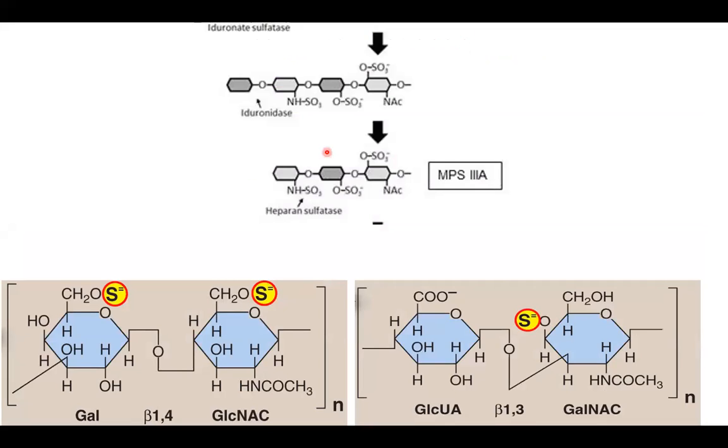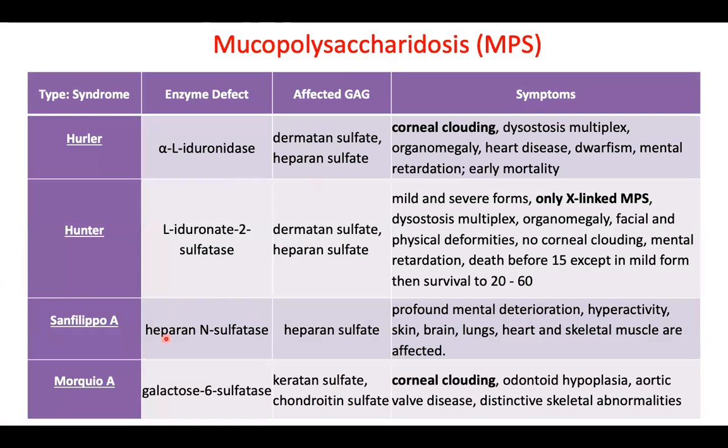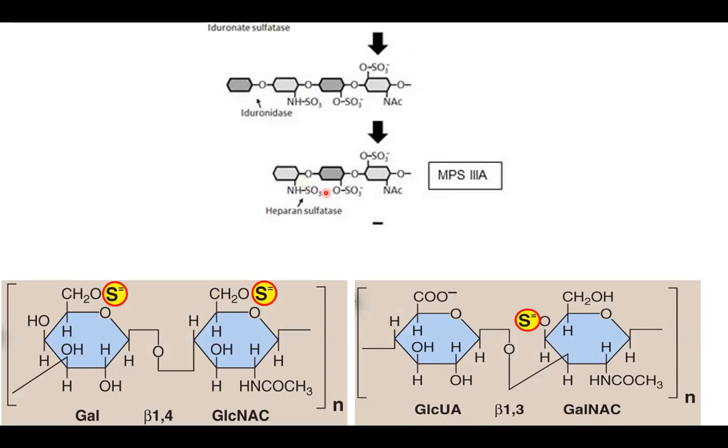Okay, you don't need to know this. This was just an image that I added in case you guys are curious, in case you're interested in what these enzymes do. So for example, heparin sulfatase is responsible for removing the sulfur group from the heparin, right? And so again, if I can't remove the sulfur group, I can't break down this chain, and so there's going to be an accumulation of glycosaminoglycans.